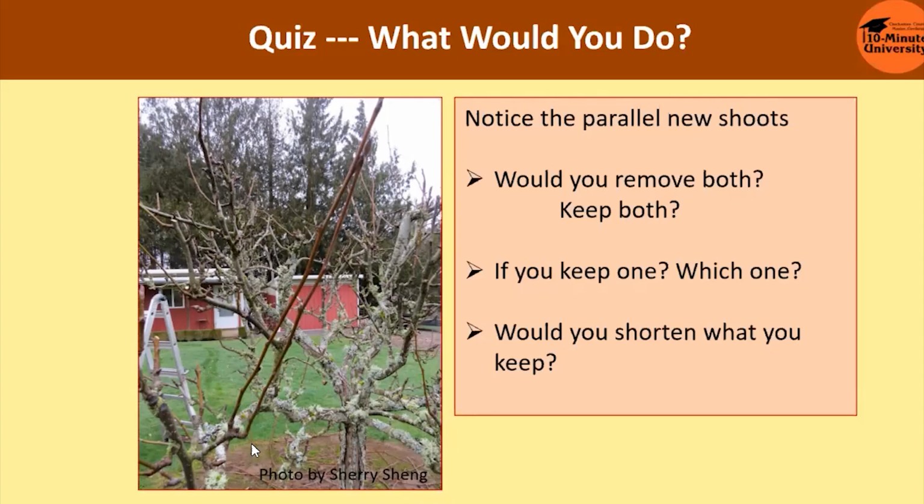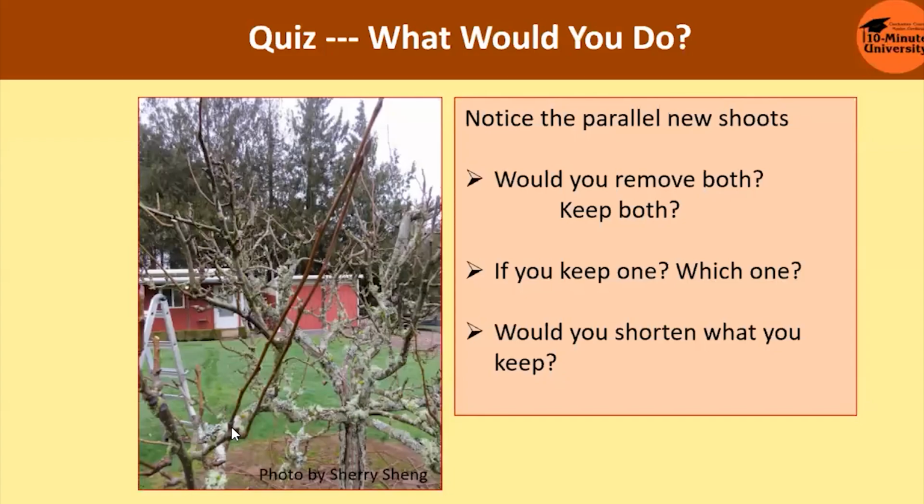Okay, so this is what I would do. I would walk around the tree and see if there is a gap in the canopy that can be filled with one of these. And I would keep one if there is space for this branch to develop.